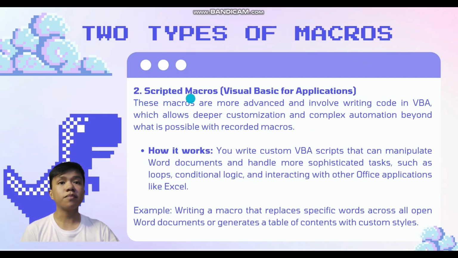And then, second, we have scripted macros, Visual Basic for Applications. These macros are more advanced and involve writing code in VBA, which allows deeper customization and complex automation beyond what is possible with recorded macros. So, paano nga ba gumagana to? So, you write custom VBA scripts that can manipulate Word documents and handle more sophisticated tasks, such as loops, conditional logic, and interacting with other Office applications like Excel. So an example of it is writing a macro that replaces specific words across all open Word documents, or generates a table of contents with custom styles.